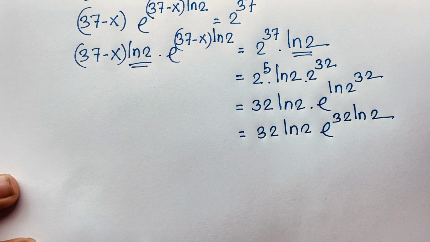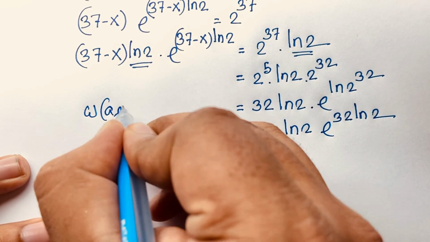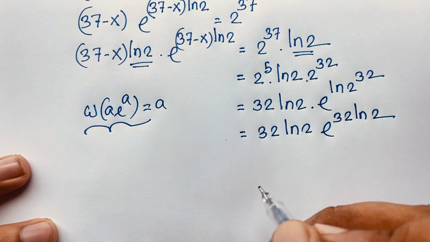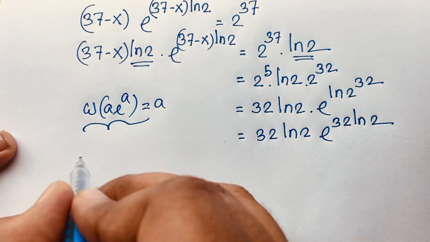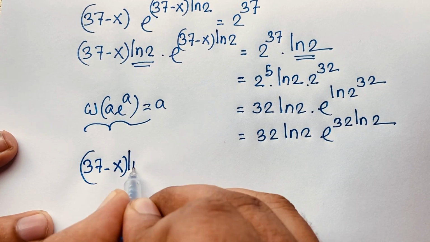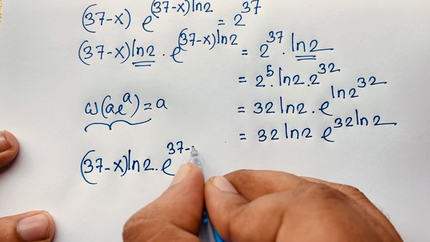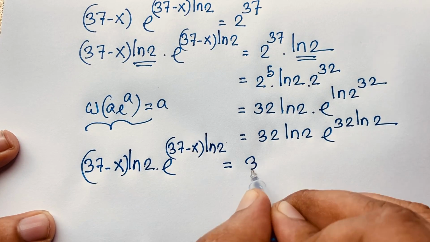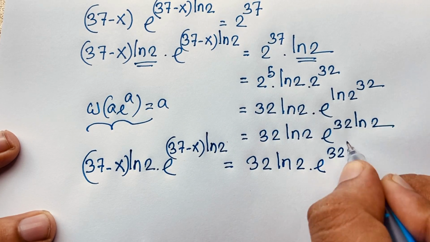So what Lambert W function is, it will be Lambert W function a e to the power a is equal to a. It is a wonderful formula, wonderful function. So you can see here our expression, it will be 37 minus x times ln 2 times e to the power 37 minus x ln 2 is equal to 32 ln 2 times e to the power 32 ln 2.